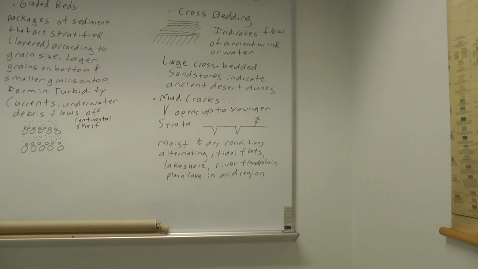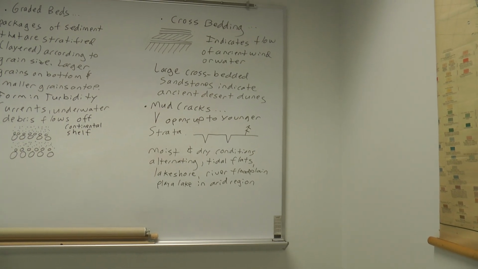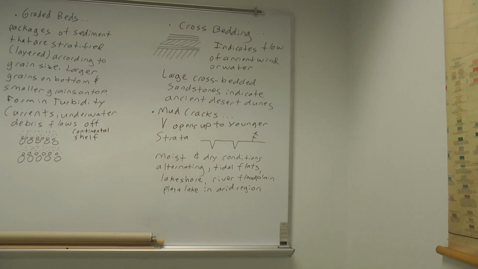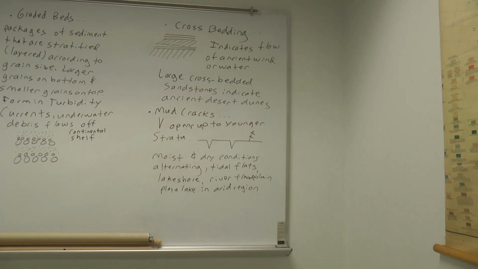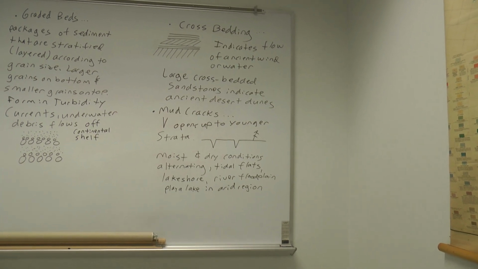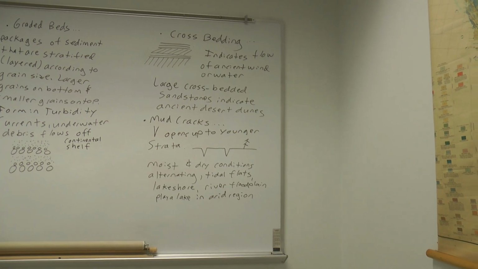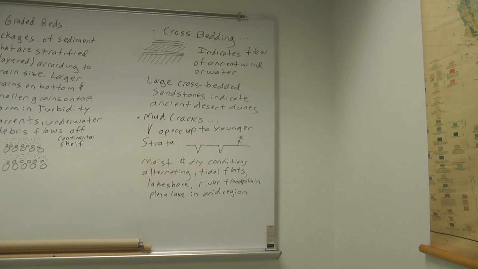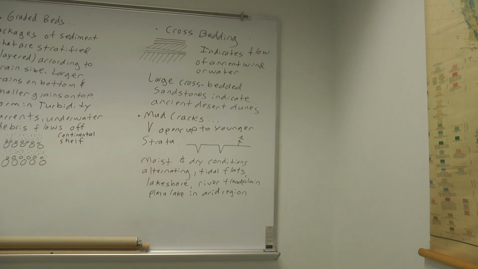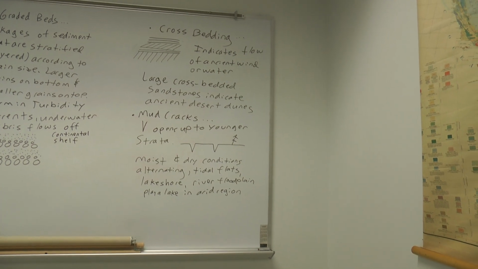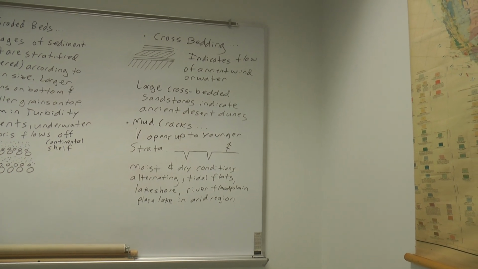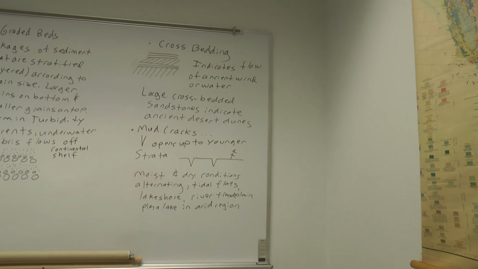Next are mud cracks. Now, first we're going to say for mud cracks that the V opens up to younger strata. What does that mean? We'll get into that in one of our take-home quizzes. For now, let's look at that drawing there. And we'll say that's just a bush. It's not a big tree there, showing us the ground surface.